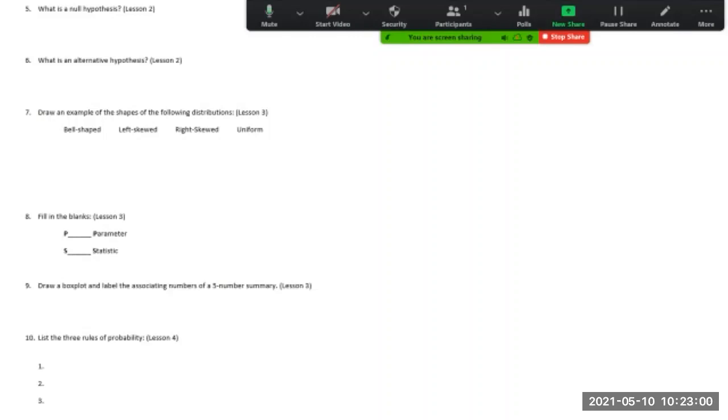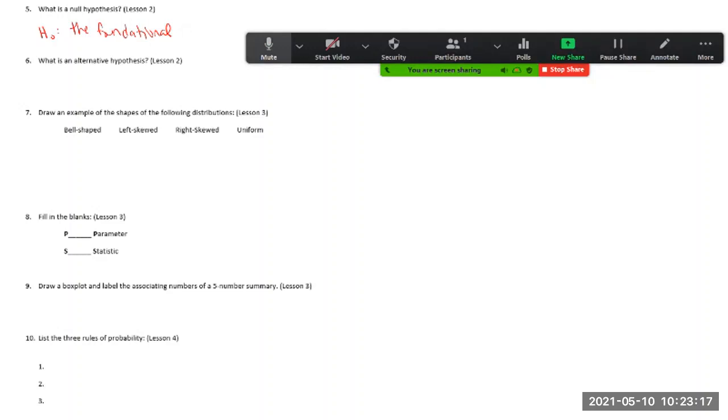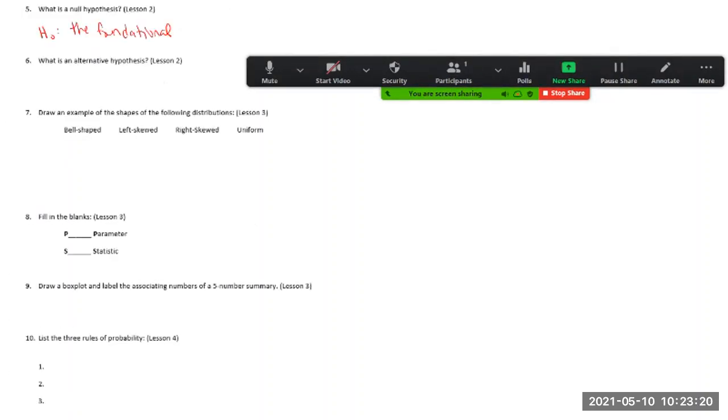The textbook says the null hypothesis, which we signify with a capital H and a subscript of an O or 0, is the foundational assumption about a population. And this is the main part, it's the status quo.